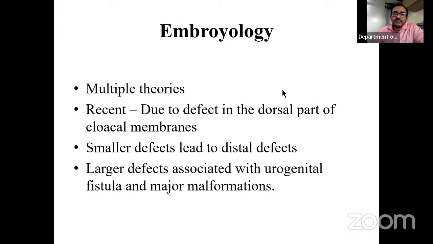So multiple theories have been put forward, but recently it is said that it is due to a defect in the dorsal part of the cloacal membrane. As we all know, the anorectum as well as the genital system and urinary system are formed from the cloaca. So any defect in the cloaca will lead to these anomalies. Where the defect is smaller, it will lead to distal anomalies. And when the defect in the cloaca is larger, it is associated with major defects, which may be with urogenital fistula or other major malformations.